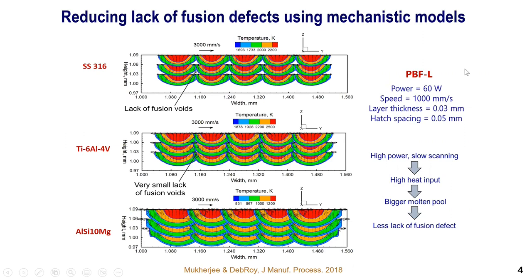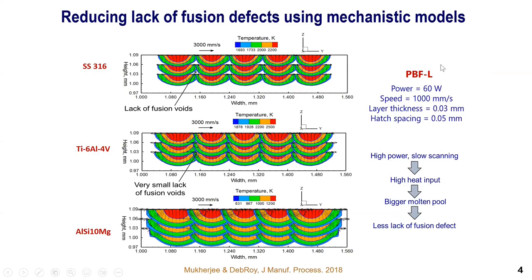So what you see here is powder bed fusion using a laser beam of 60 watt power, and it's going at the rate of 1000 millimeter per second, layer thickness of 0.03 millimeter, and hatch spacing of 0.05 millimeter. And this is for 3 materials: stainless steel 316, Ti64, and aluminum silicon magnesium alloy.